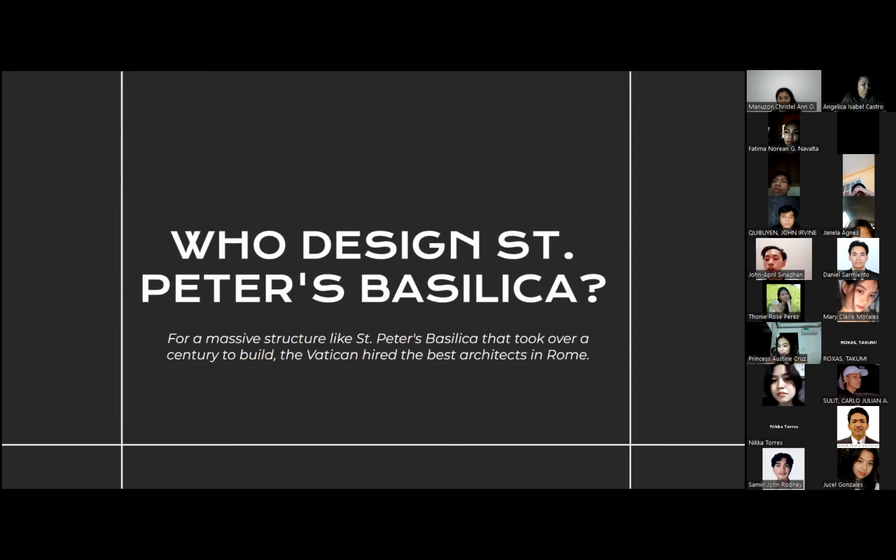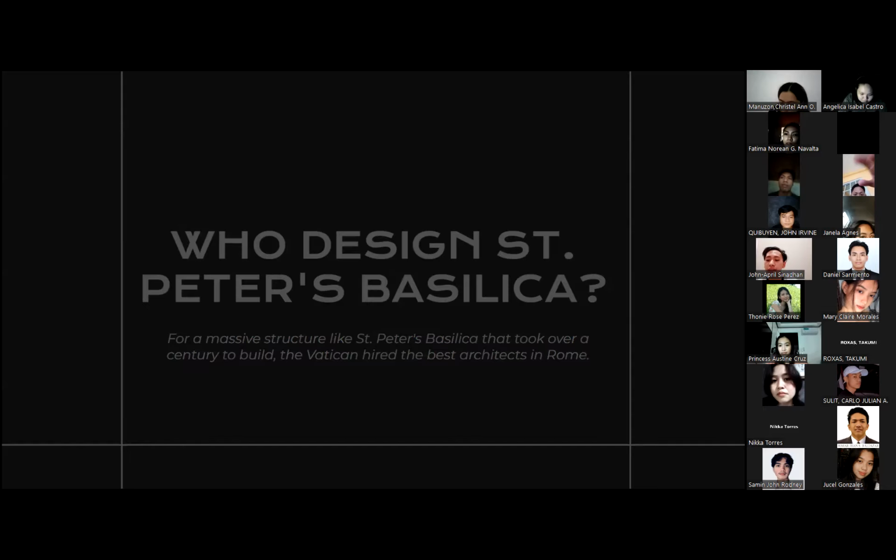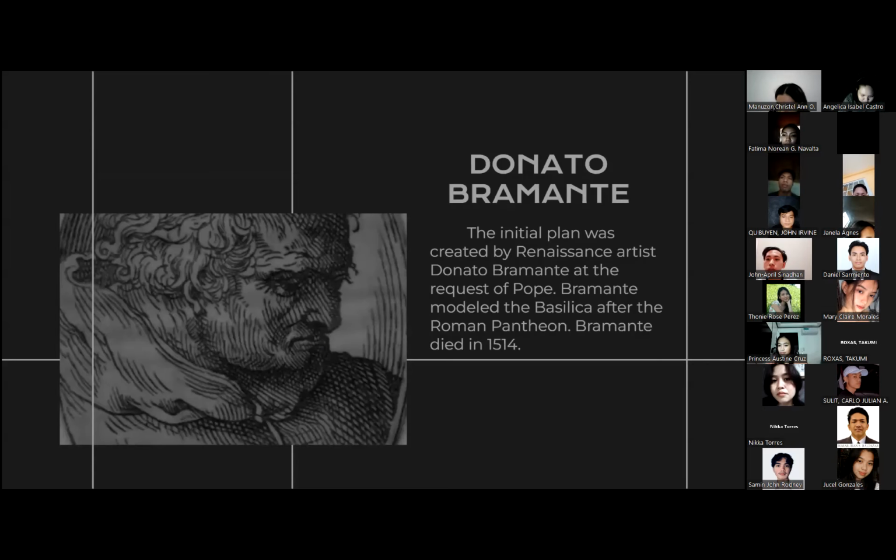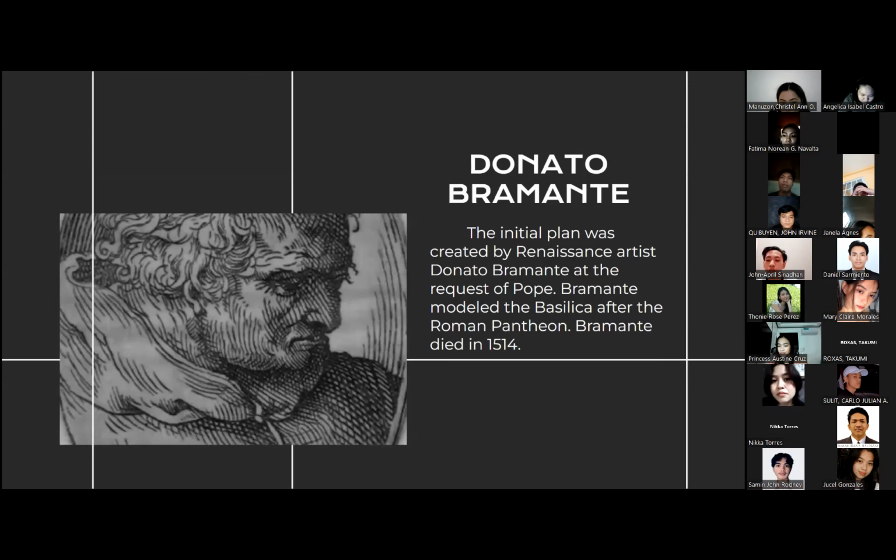During its construction, 12 different architects worked on St. Peter's and changed its design. The first architect was Donato Bramante. During his time, Bramante was dubbed as ruinante because he demolished so many old structures in the process of reshaping the Vatican.